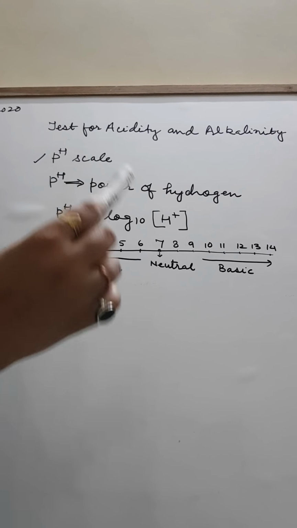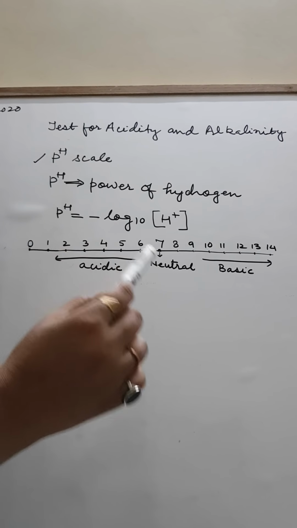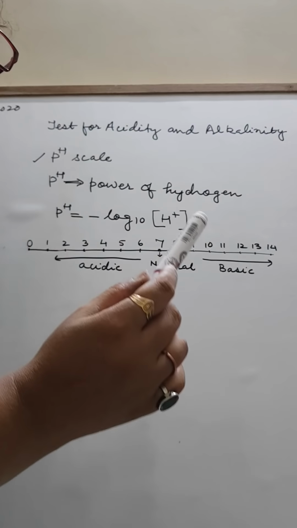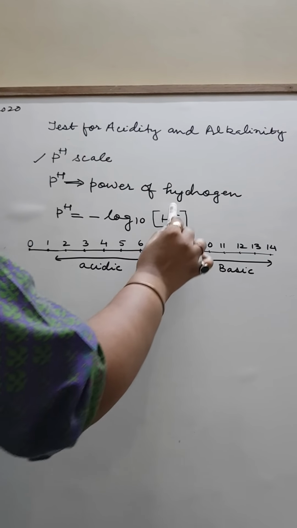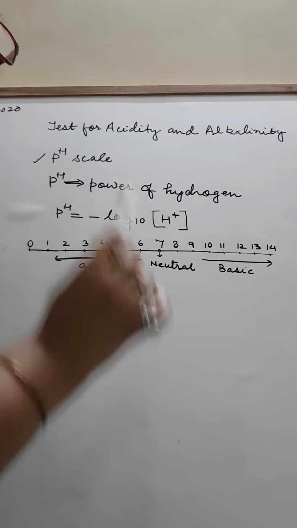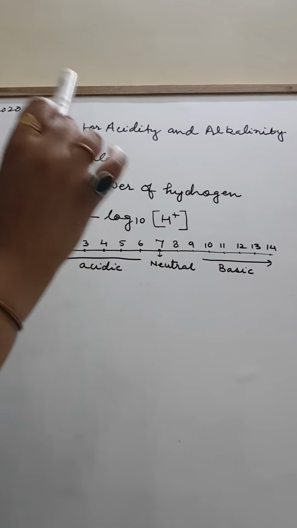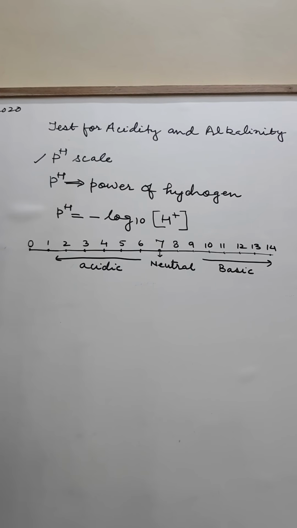Then I told you pH represents or expresses the hydronium ion concentration present in any solution in terms of moles per liter. This bracket, children, means it is expressed in moles per liter. So you have to say expressed in moles per liter. You have to give the complete definition.